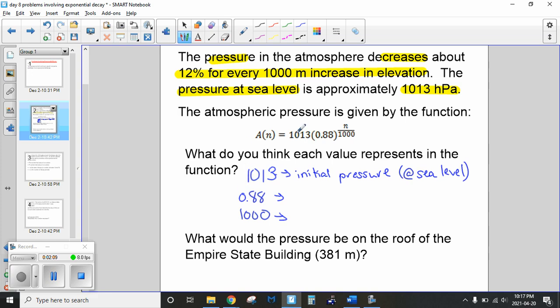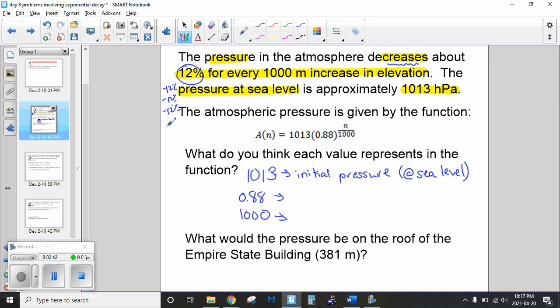The next one that shows up in the equation is 0.88, and that's the base of the power. That's the thing you're multiplying by again and again and again. And that's linked to either a growth rate or a decay rate. And here we're talking about decreasing pressure by 12% all the time. So we're taking away 12%, we're taking away 12%, taking away 12%. So we're doing like a repeated decrease of 12%.